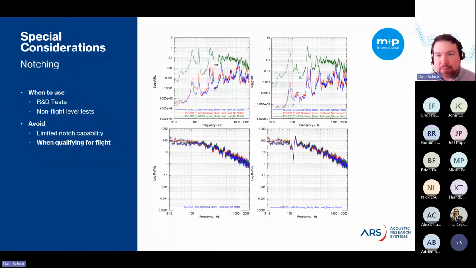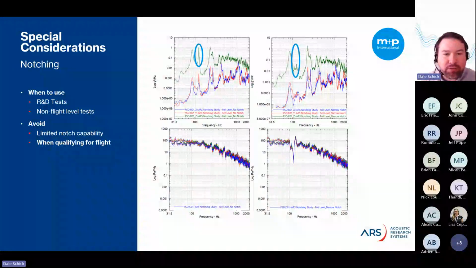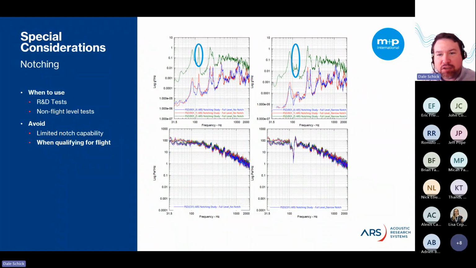In the example shown, we have a panel with a known resonance at about 120 hertz, and this is notched by lowering the energy in the field only for that given response. You can see that here. On the left, we have the unnotched response. This is just a basic, relatively flat or shaped acoustic profile. And the field is essentially shaped to create an artificially specified response on the test article.